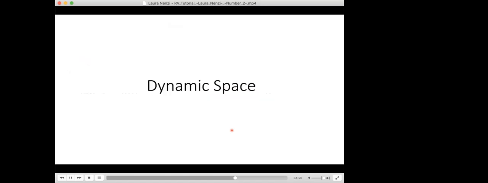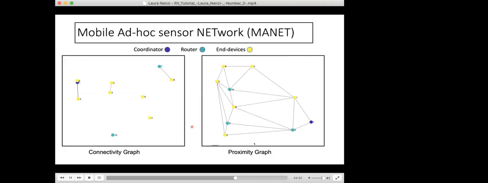As a last example, we consider a scenario with a dynamic space. This is similar to what you have seen at the beginning. We are considering a sensor network, but it's a bit more complicated. In that case, we are considering a mobile ad hoc sensor network, and this system can consist of thousands of mobile devices that are connected, and that are used to monitor different things such as pollution, temperature, humidity.